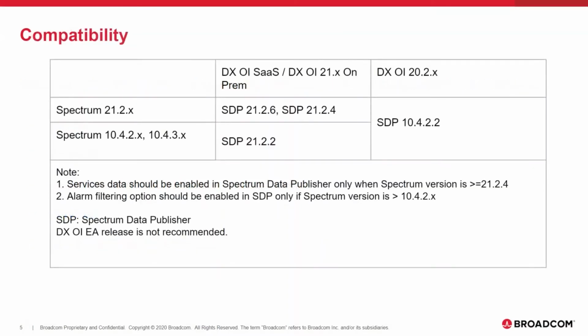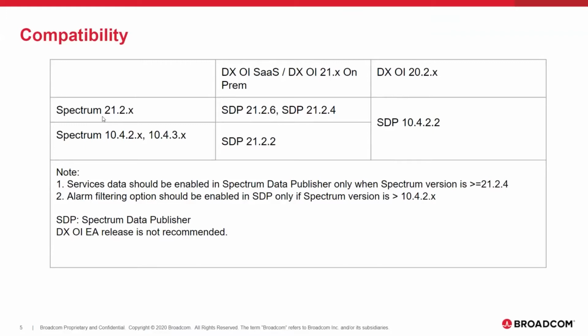Yeah, so this is the updated compatibility matrix. So it's a simplified version basically. So earlier when we presented, 21.2.1 was the latest Spectrum Data Publisher then. So now we have completed 21.2.2, 21.2.4 and 21.2.6 NetOps releases along with Spectrum Data Publisher release as well.